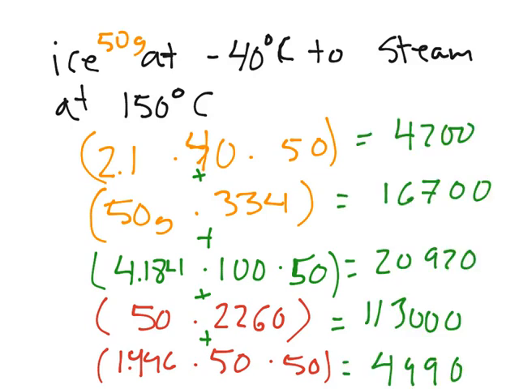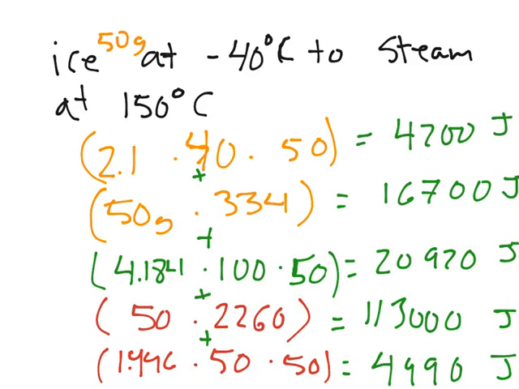As you can see here, I went and calculated each step and how much energy was required. First one is 4,200 joules, that was the heating of the ice. Second one was 16,700 joules, that was the melting of the ice, so it took quite a bit of energy. Third one was the heating of the water. We had to heat it 100 degrees, so it took just a little more than melting the ice. And then the fourth one right here, that was boiling. That's the one that takes the most energy of all. It's 113,000 joules just to boil that water. And then the last step to heat it to 150 was 4,990.